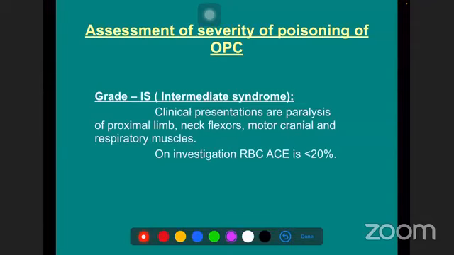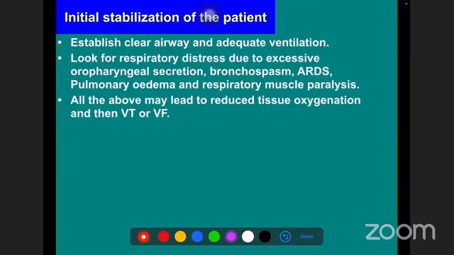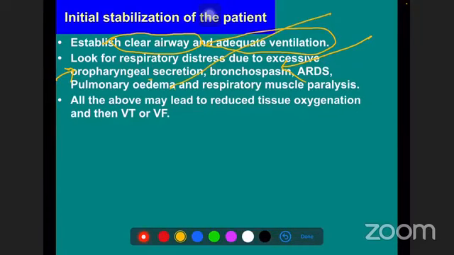So initial stabilization of the patient is very, very important, because for initial stabilization, what should we do? We should go for the clearance of the airway and adequate ventilation. This is very much needed. And I have already told that if the patient is having oropharyngeal secretion and bronchospasm, in that case, we can go for the bronchodilator therapy. We can go for the suction of the patient, and we can go for the diuretic medication in case of the pulmonary edema also. So these are the initial stabilization of the patient.